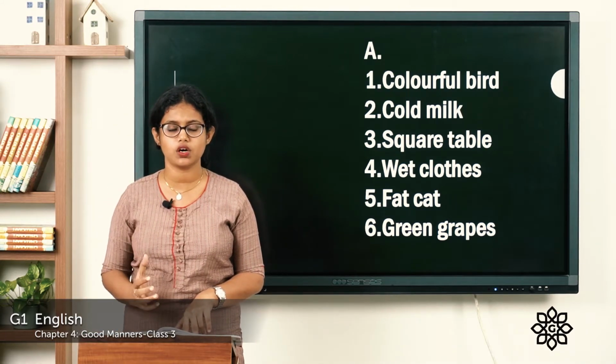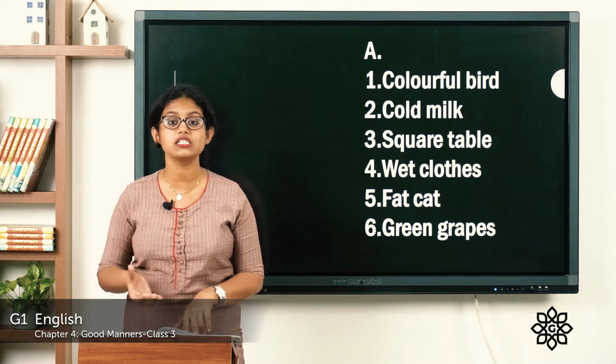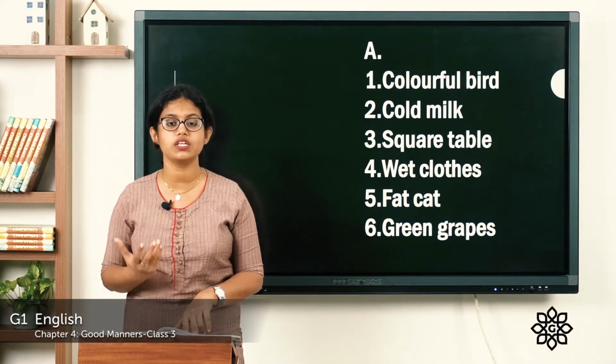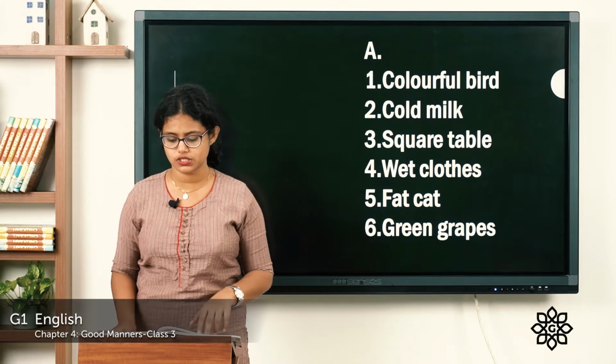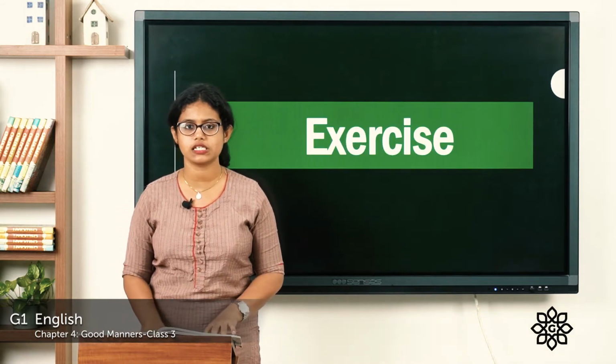So look at the picture. What is the color of the grapes? It is green. So what is the correct option? It is green grapes. Coming to the next exercise.